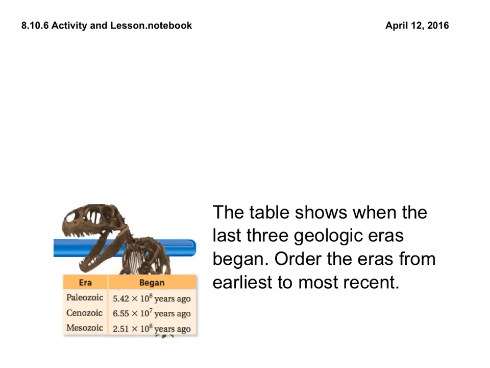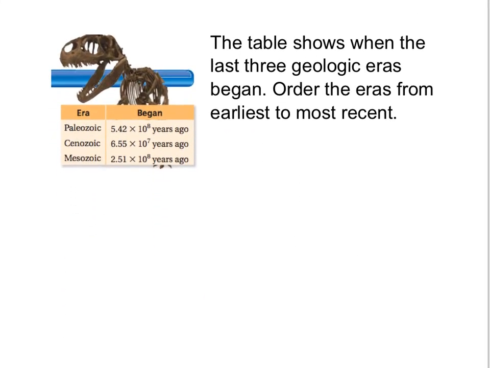And then the table shows when the last 3 geologic eras began. Order the eras from earliest to most recent. So we want oldest to newest, right? So biggest to smallest, basically, because the bigger the number, the longer ago it was. Now, if we look at this, you'll notice that this one only moves at 7 places, and these two move at 8 places. So this is the youngest. So this is the last one that we want, 6.55 times 10 to the 7th.